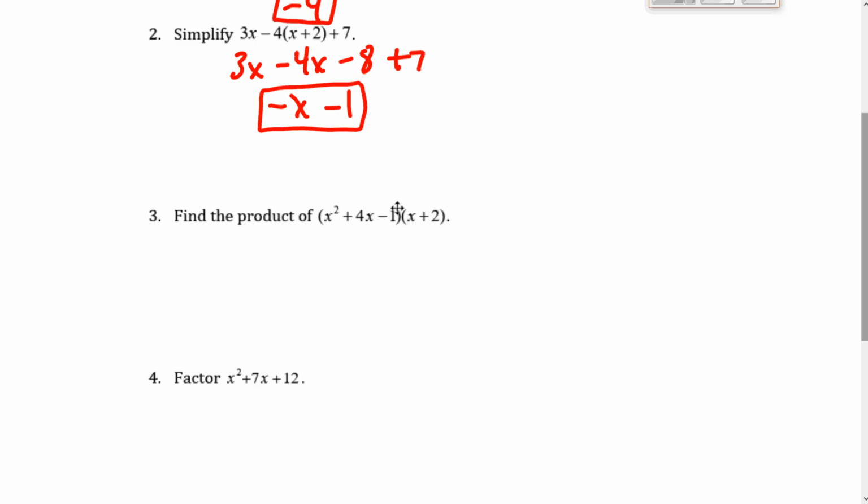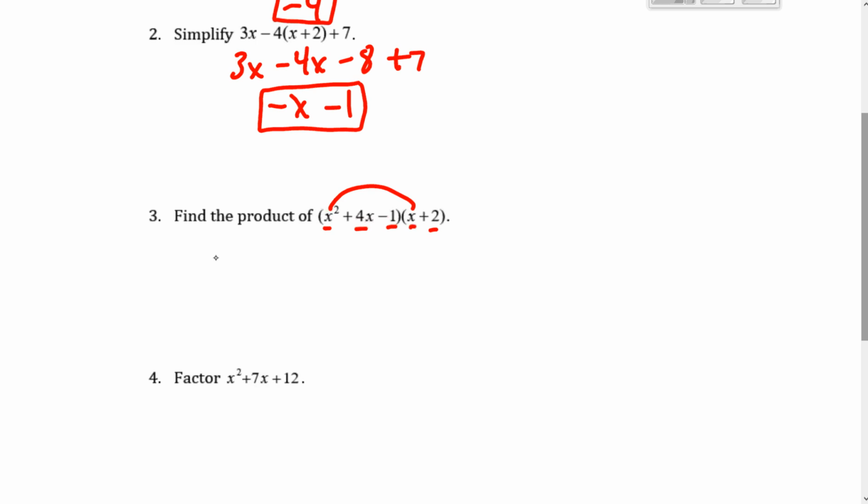Okay, now we're asked to find the product. Product means multiplication. Here we have 3 terms by 2 terms, so I should get 6 terms, and then I might be able to combine some. So you could do this in a table if you wanted to, and you can multiply 3 rows by 2 rows, so you should get 6 total boxes. Or we can just distribute each one of these. I don't really care how you did it.